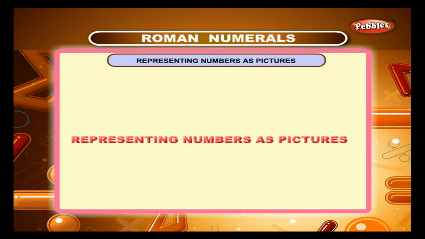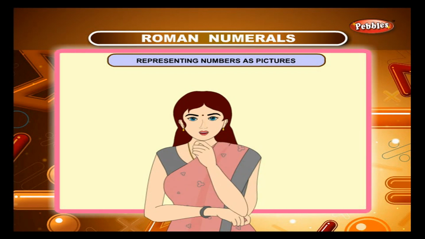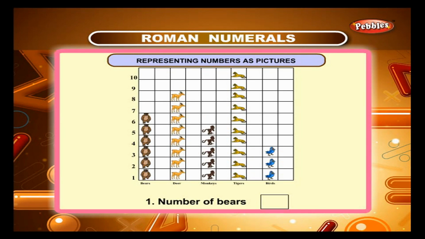Representing numbers as pictures. Look at the pictures and answer the following questions by counting. 1. Find out the number of bears. 1, 2, 3, 4, 5, 6. There are 6 bears. 2. Find out the number of deer. 1, 2, 3, 4, 5, 6, 7, 8. There are 8 deer. 3. How many monkeys are there? 1, 2, 3, 4, 5. There are 5 monkeys.